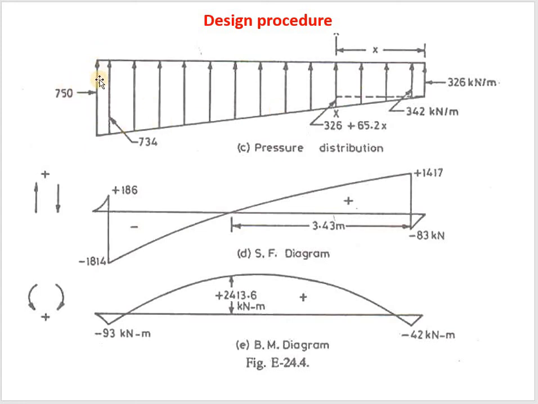You have maximum pressure at the outer side, where B1 is the width, and you have minimum pressure at B2, when you take it in terms of kilonewton per meter. So this is the varying pressure distribution, and also you have the loads. Based on that, you find the bending moment diagram and the shear force diagram, and accordingly you can design the reinforcement as well as the thickness of the footing.